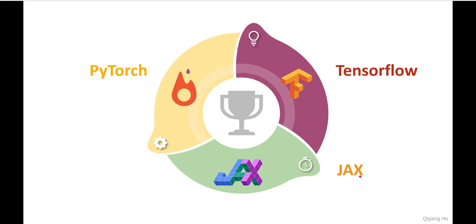JAX implements great automatic differentiation and is optimized to run on GPUs, CPUs, and TPUs, specifically for high-performance machine learning research. According to my understanding from their official documents, JAX can be simply understood as having four major components. The first major component is NumPy on accelerators. That pretty much is similar to what PyTorch and TensorFlow have. And the second component is automatic differentiation from XLA.